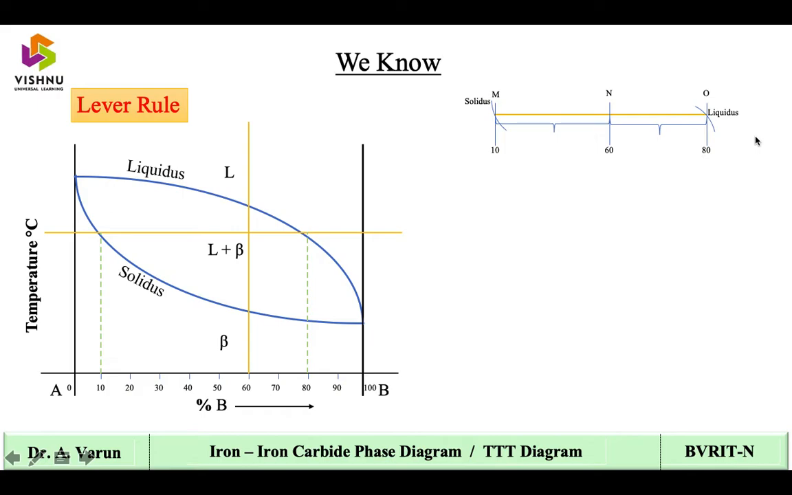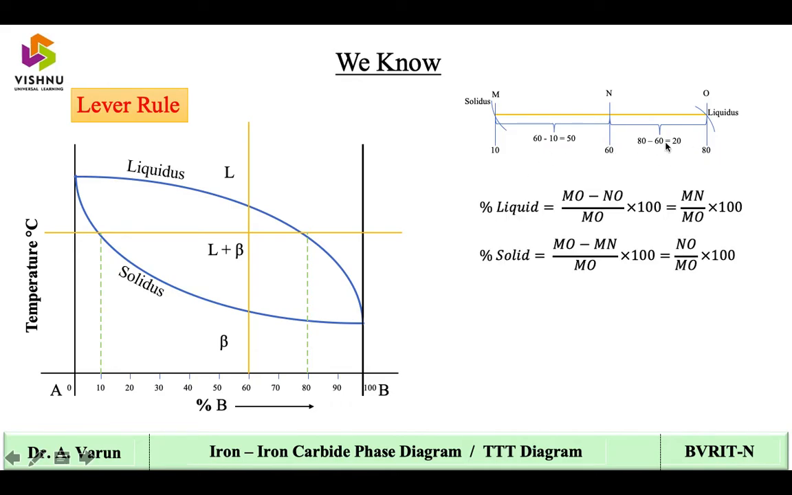So this itself I can show you: the difference between 60 and 10 is 50, and between 80 and 60 is 20. So the percentage of liquid present is MO minus NO, which leaves me this length, which itself is shown here in this case. MN is the distance, divided by the total length MO as usual, into 100.